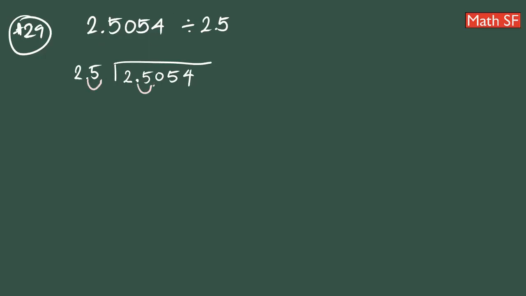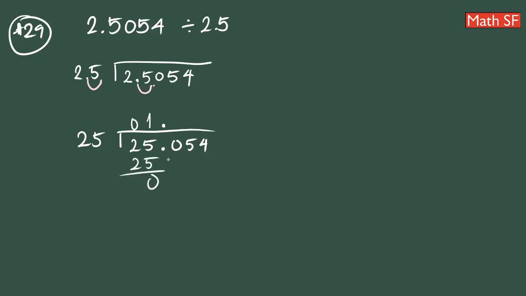So I'm going to rewrite what I have there. It's going to be 25 over 25.054. Now the decimal place is here, so I shift it there. Now 25 goes into 2 0 times. 25 goes into 25 once. So 1 times 25 is 25. Subtract that, it is 0. Now bring this 0 down.